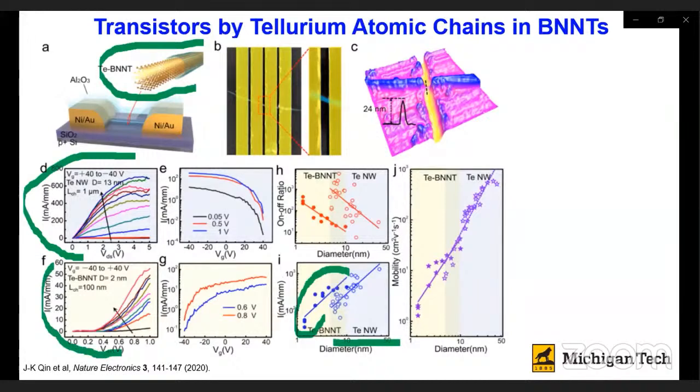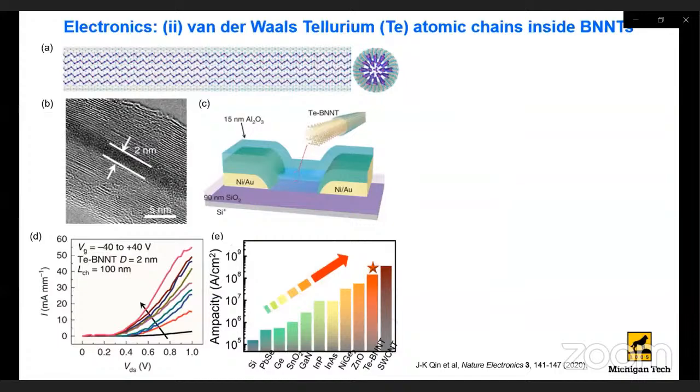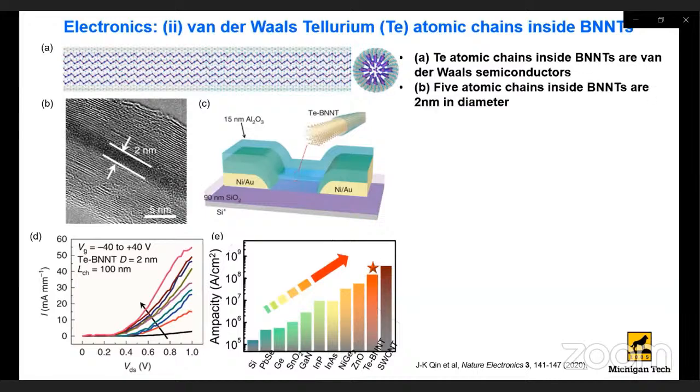This is due to the lifting of the Fermi level of tellurium atomic chains inside boron nitride nanotubes, which allows the n-type carrier, the electron, to become the charge transport agent of the transistor. You can see from here that n-type transistors show higher transport mobility compared to p-type holes. Our results suggest that tellurium atomic chains inside BNNTs are van der Waals semiconductors.